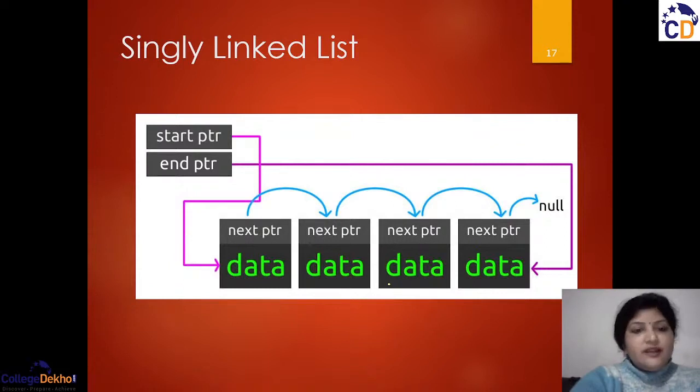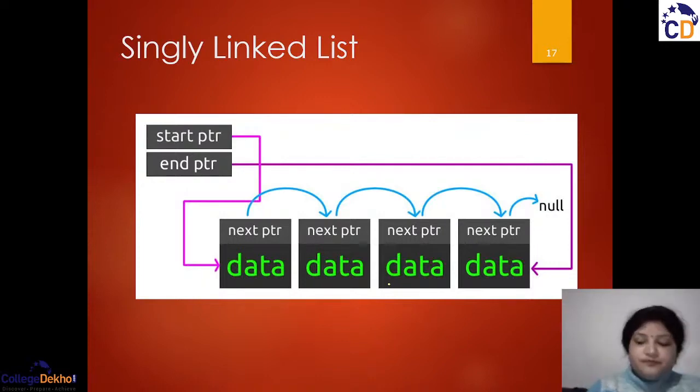You have data, and the next pointer is basically pointing to the address of the next data item in the linked list. Suppose I start with the first: the start pointer is pointing towards the head of the linked list, and the end pointer is going to have the null value. So it is divided into two parts: the first is the data and the second is the address of the next variable. This is how we represent it in memory, and it has its own advantages over arrays.